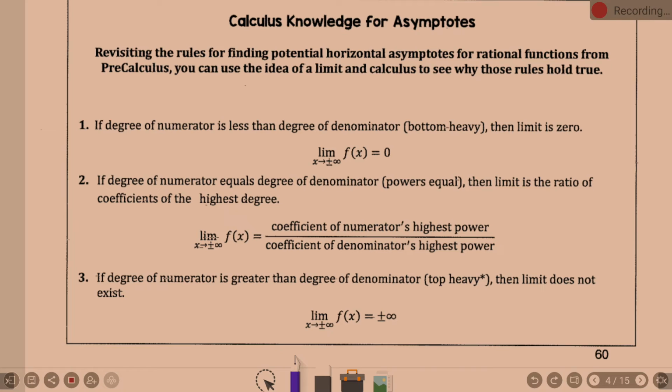Okay? Now, that's often going to be a slant asymptote. But slant asymptotes will go up to either positive or negative infinity. Okay? Why is there an asterisk on the top of it?